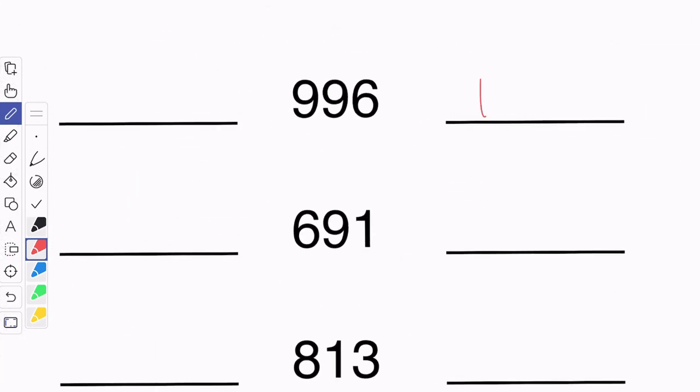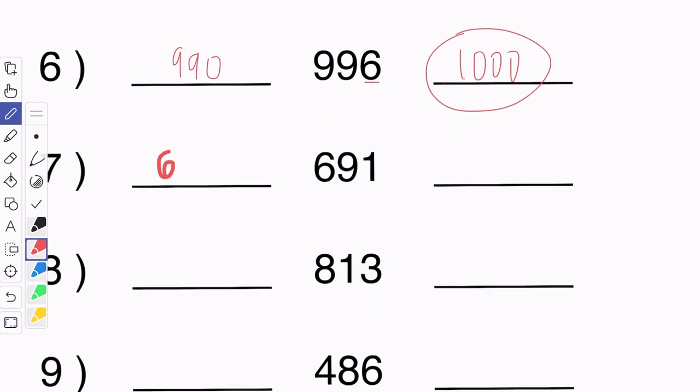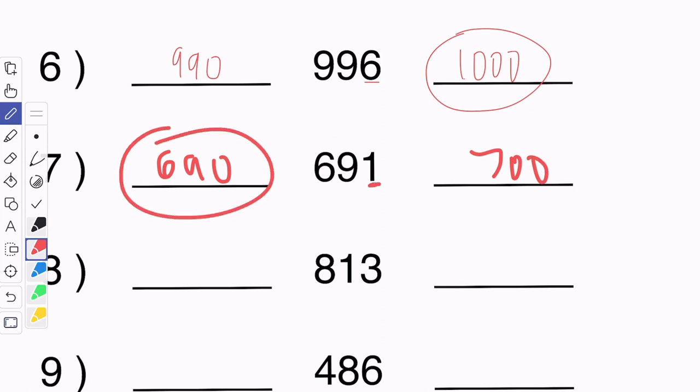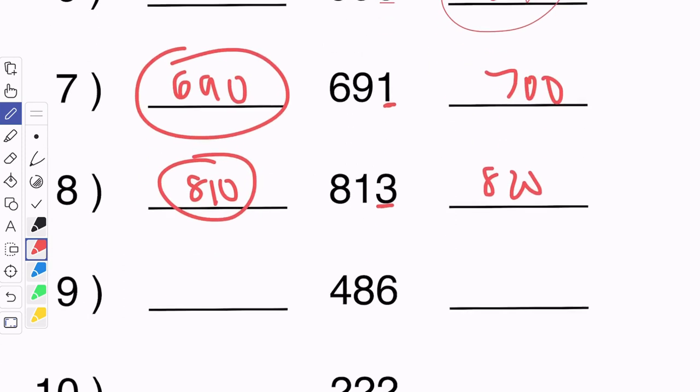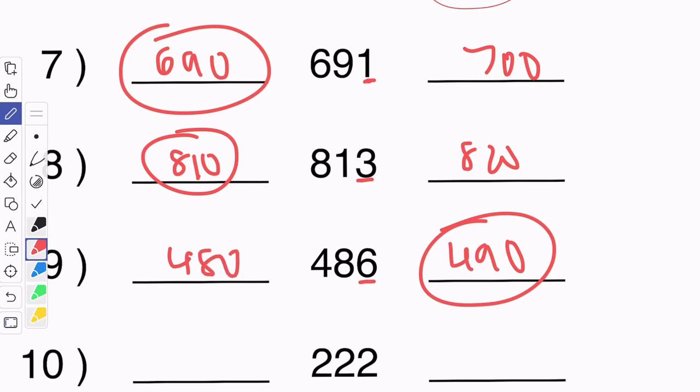996, it could be between 1,000 or 990. It has a 6, and that's above 5, so we're going to round up to 1,000. 691, it could be 690 or 700. It has a 1, so we're going to round down and we're going to choose this number. 813, 810 to 820. It has a 3 that's less than 5, so we're going to round down. 486, it's above 5, so we're going to choose the one on the right-hand side because that one's rounding up. So it's closer to 490 than it is to 480.